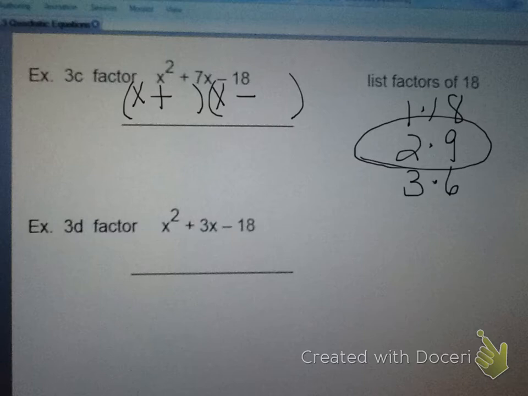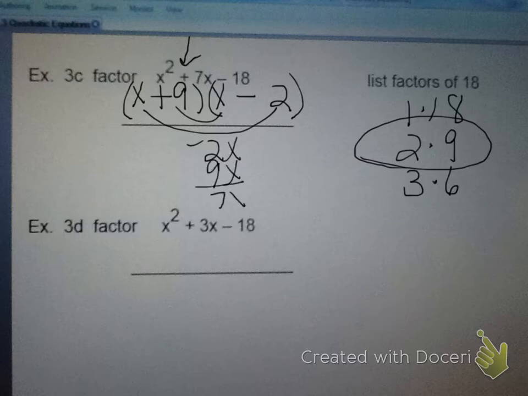Where are we going to put the 9? Behind whatever the first sign. What is our first sign? It is positive, so we're going to put the 9 behind the positive. Check it. We get 7x.